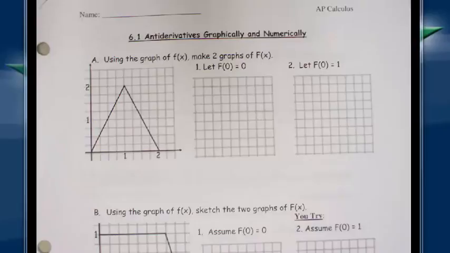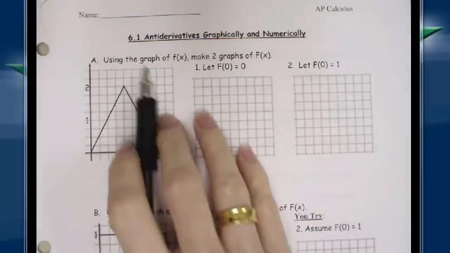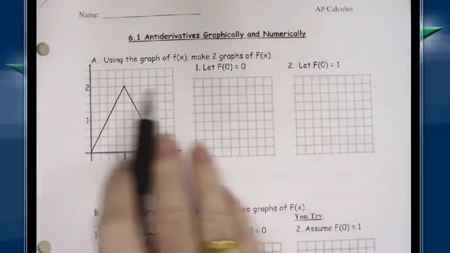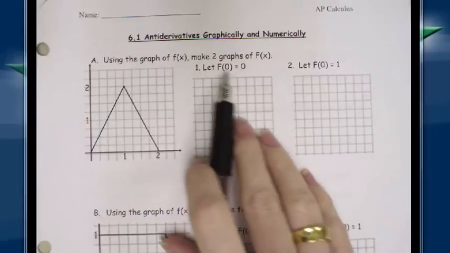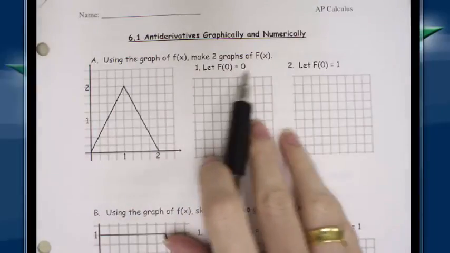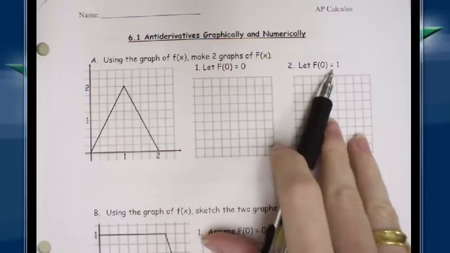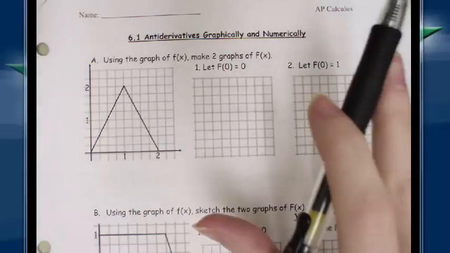So it says use the graph of f of x. Here it is. Beautiful. And then we're going to be graphing capital F of x here, starting with F of 0 is 0. And over here, F of 0 is 1. I know. Let the good times roll.